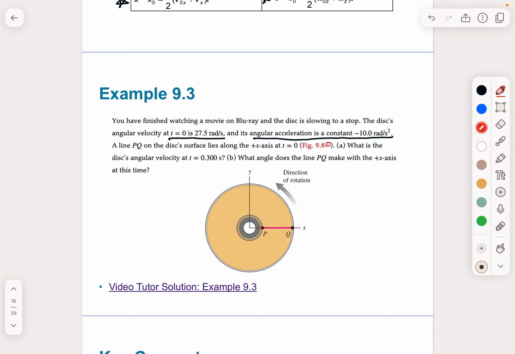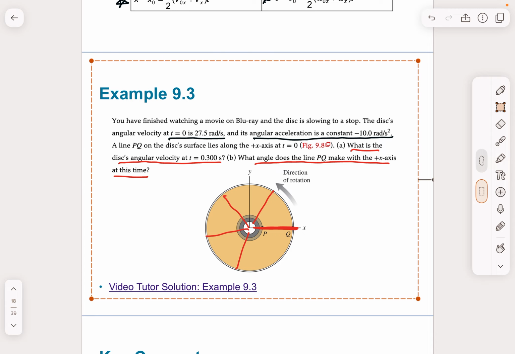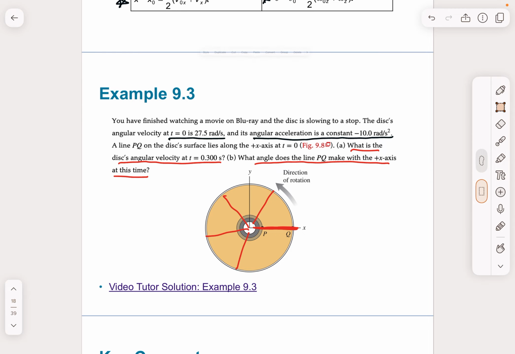And in this problem, we've just defined this entire line right here, okay? Just one line on the disk, and it's going to start rotating around, right? It's going to start moving around like this. And then obviously it's going to be at different angles at different times, right? So what we need to do is figure out what the angular velocity is at 0.3 seconds. And then finally, what angle does that line make with the z-axis at t equals 0.3 seconds? So I think what I would first start off with is writing down the information that you're given.